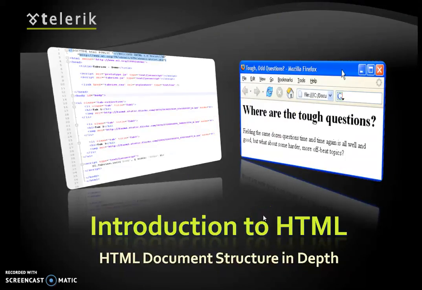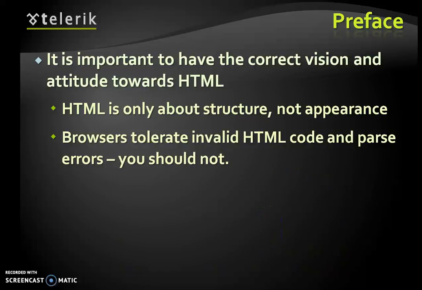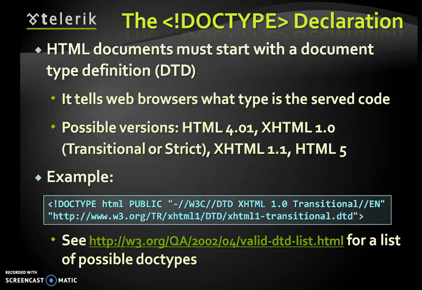Introduction to HTML document structure in depth. It is important to have the correct vision and attitude towards HTML. HTML is only about structure, not appearance. Browsers tolerate invalid HTML code and parse errors, but you should not rely on it. An HTML document must start with the document type definition, the DTD. It tells the browser what type of code is served. Possible versions: HTML 4.01, XHTML 1.0 transitional or strict, XHTML 1.1 and HTML5.